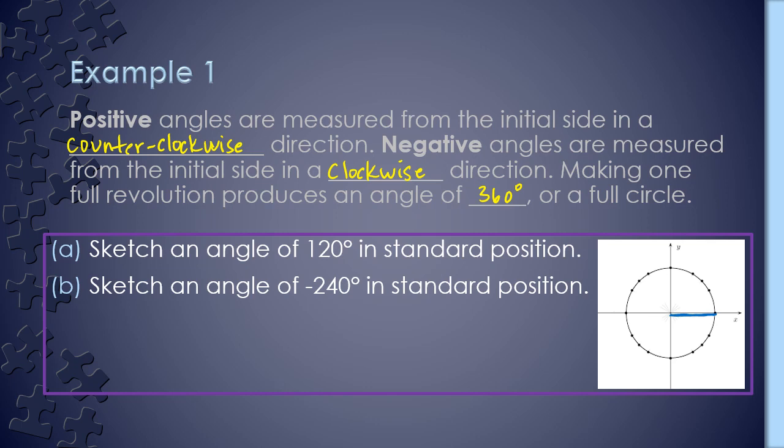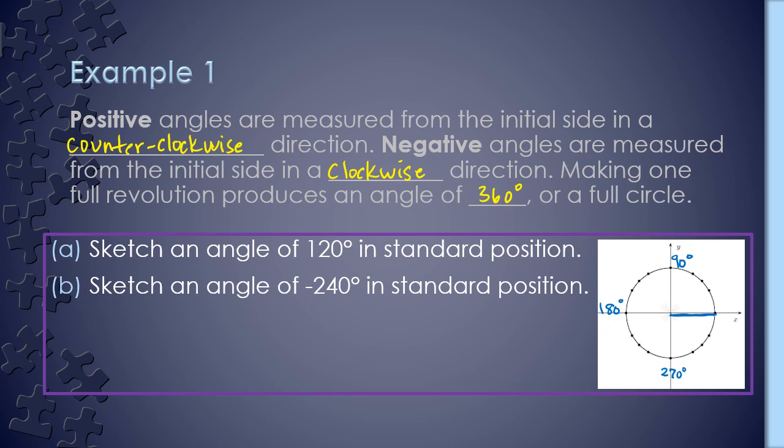120 degrees, I'll start with that. Since it's positive, I'm going to move counterclockwise. And what I know about this circle, because it's broken up into 4 parts, and because all 4 parts have to add up to 360 degrees, if I take 360 degrees and divide it by 4, that's going to tell me that up at the top is my 90 degrees, halfway around would be 180 degrees, and 3/4 of the way around will be 270 degrees.